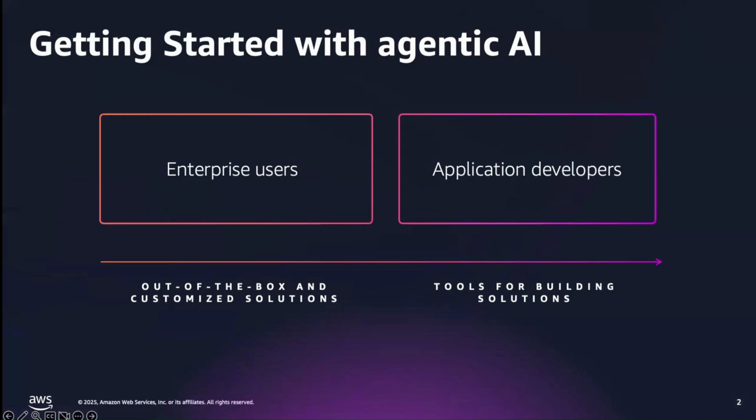Starting with what we are seeing in businesses, they deploy agents across two key personas. The first one is the enterprise users. These are business users and developers, and they want to use AI agents to accelerate their workplace productivity and enhance internal business workflows. These are typically out-of-the-box solutions, with a variable degree of enterprise customization, to meet their goals. And the second one is more around application developers.